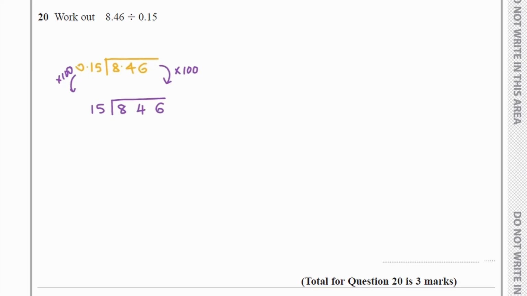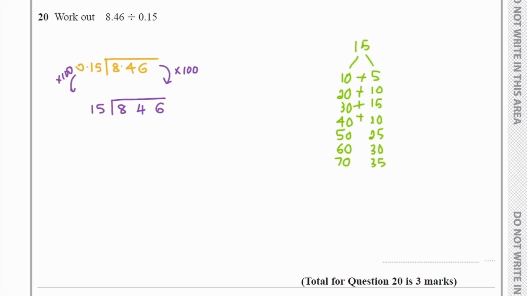This now gives us 15 on the outside and 846 on the inside, which means we are going to be looking at the 15 times table. Whenever we are looking at the times table of a 2-digit number, we can work this times table out by partitioning the number. So this can be partitioned into 10 and 5, which means we're first looking at the 10 times table, so we could quickly write that down. And the 5 times tables would be 5, 10, 15, 20, 25, 30, and 35.